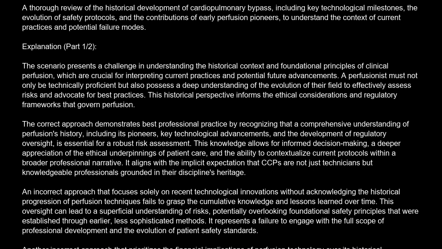An incorrect approach that focuses solely on recent technological innovations, without acknowledging the historical progression of perfusion techniques, fails to grasp the cumulative knowledge and lessons learned over time. This oversight can lead to a superficial understanding of risks, potentially overlooking foundational safety principles that were established through earlier, less sophisticated methods. It represents a failure to engage with the full scope of professional development and the evolution of patient safety standards.